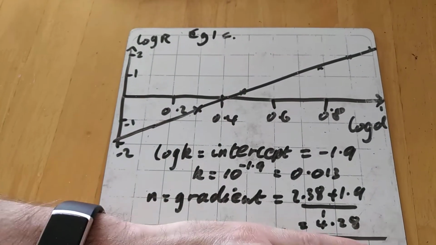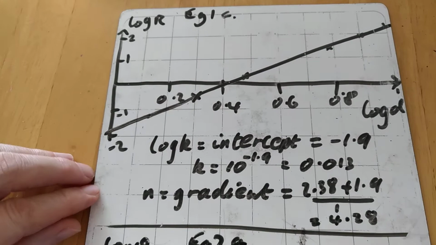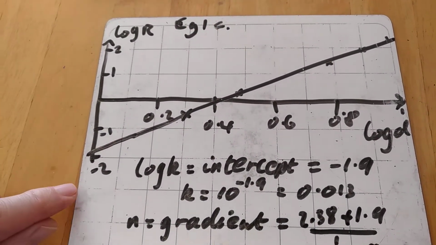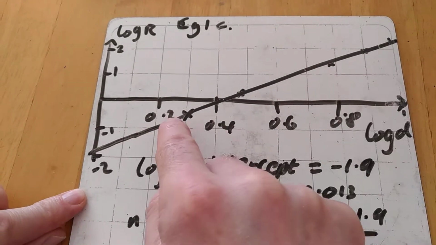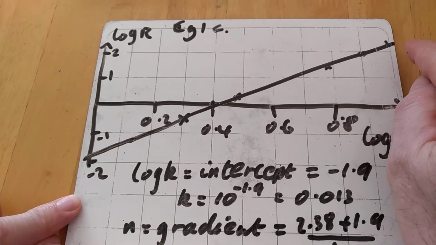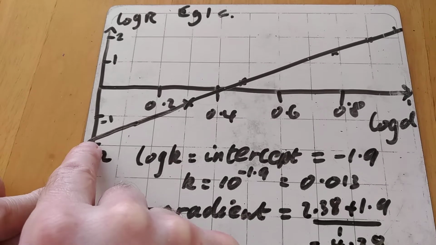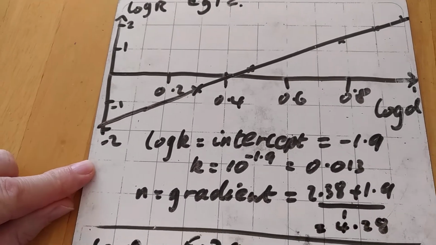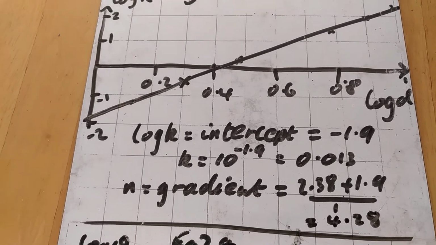What I've done, just the top half here, is plot it. So I've got all my log d values, log r values here. I've just done a rough straight line graph. I've got my 1, 2, 3, 4, 5 points, and I've extended the line so I can estimate where the line crosses the y-axis.